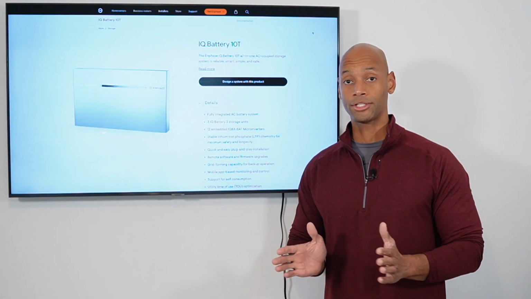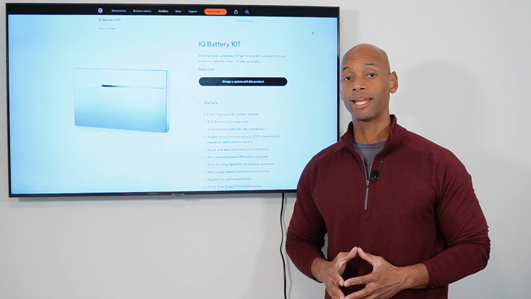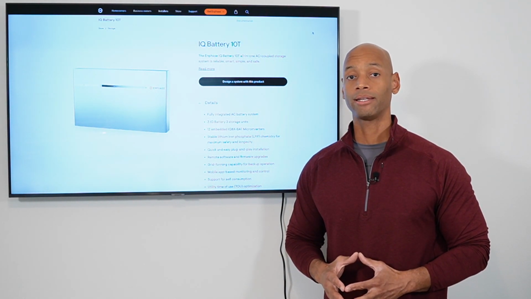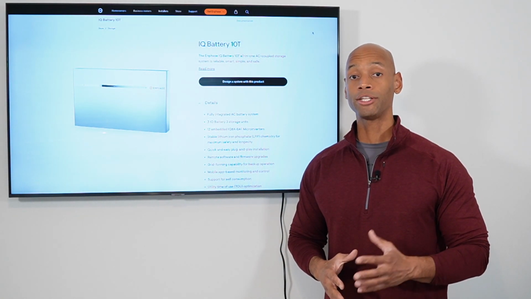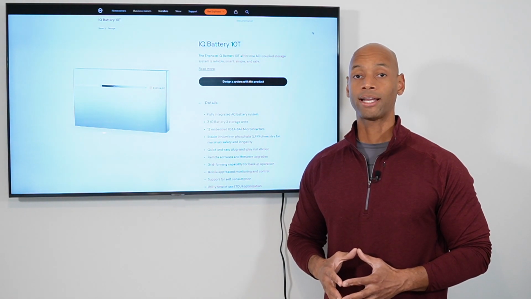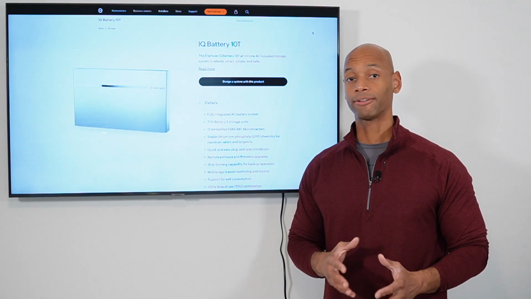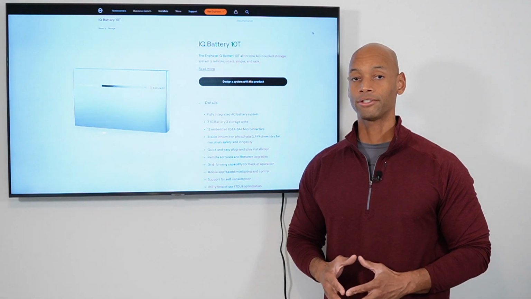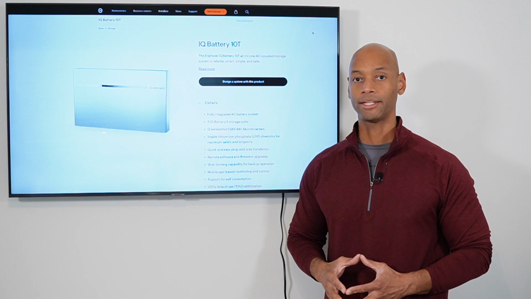Now, in addition to the slimmer, more low-profile form factor, Enphase has also been able to reduce 25 pounds of weight on the new IQ Battery 10 series. Whereas the original Encharge 10 battery had a total unit weight of 341 pounds, the new IQ Battery 10T only weighs 316 pounds. So definitely an improvement here, especially for the installers that have to transport these and get them mounted up on the wall at the time of installation.